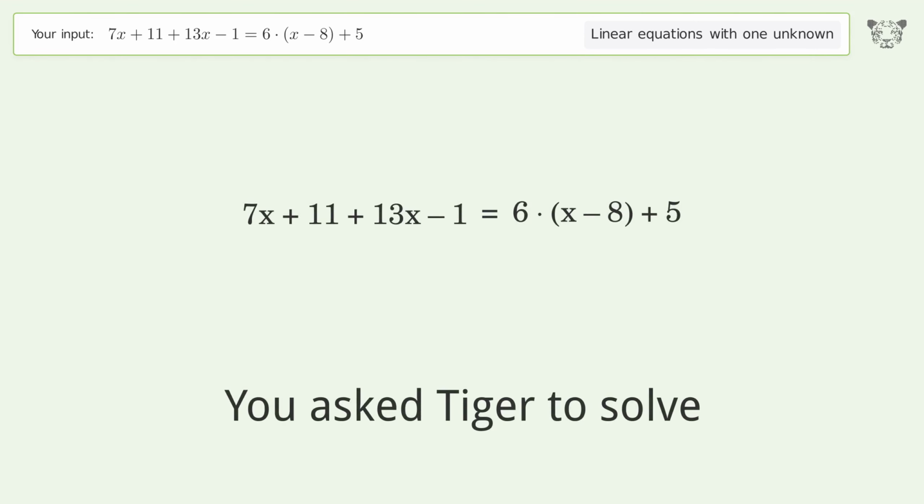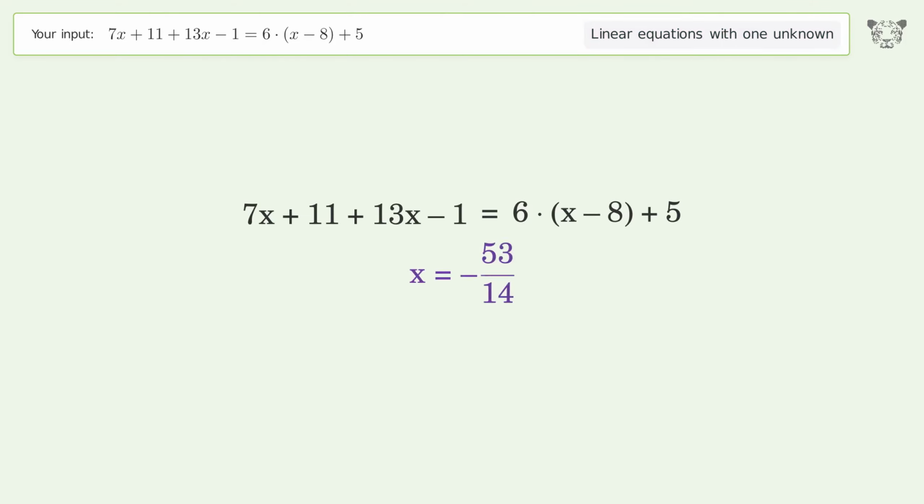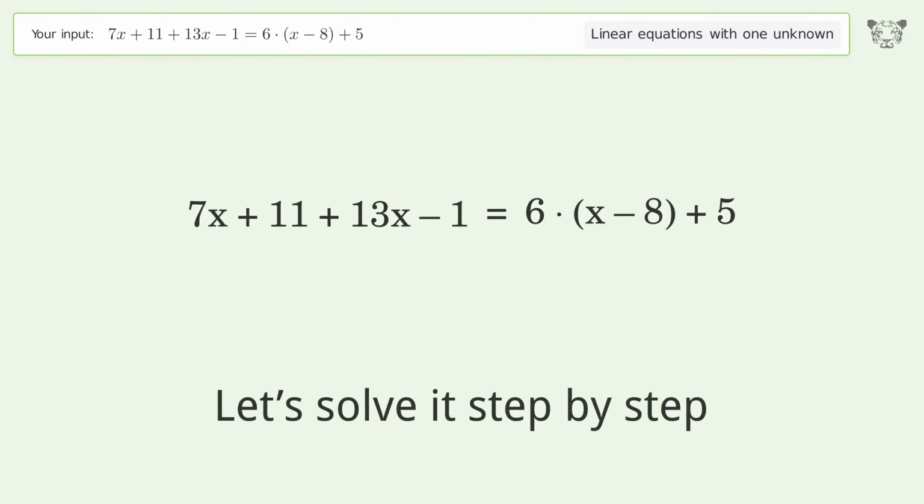You ask Tiger to solve. This deals with linear equations with one unknown. The final result is x equals -53/14. Let's solve it step by step.